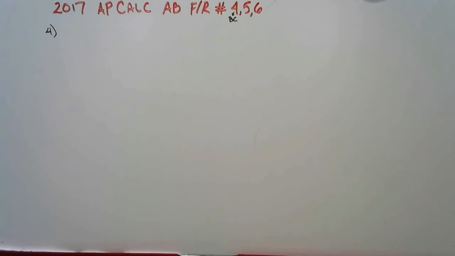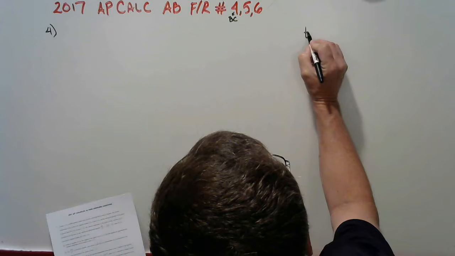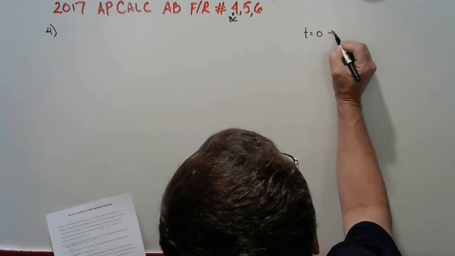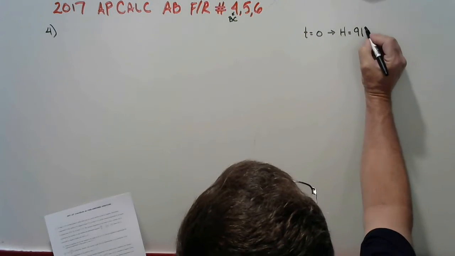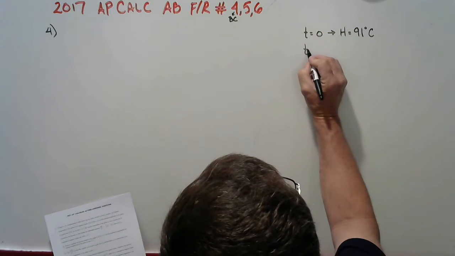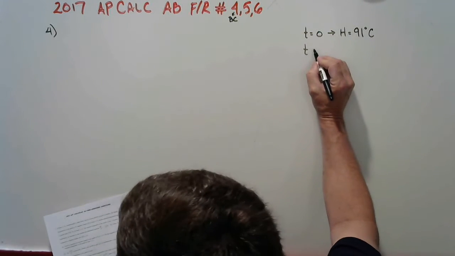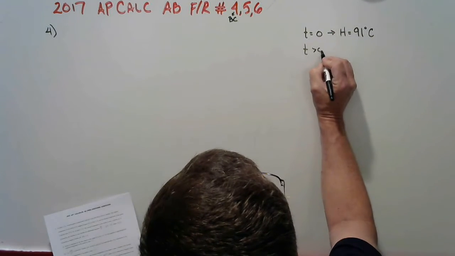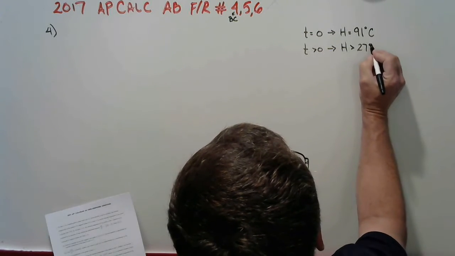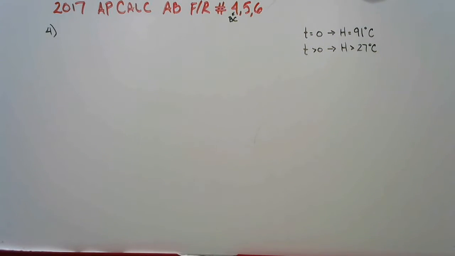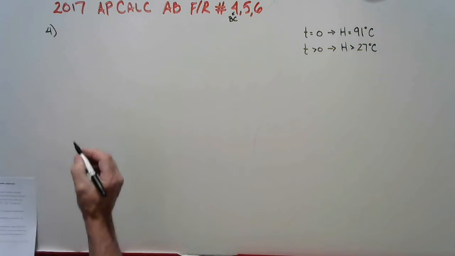And they tell us we have a potato that we're boiling in a pot on a stove. And when we take the potato off the stove at t equals 0, our potato, we use H for the temperature of the potato, is 91 degrees Celsius. And they tell us that for all time greater than 0, our temperature is always greater than 27 degrees Celsius. So if we read the problem, it says the internal temperature of the potato at time t minutes can be modeled by the function h that satisfies the differential equation.